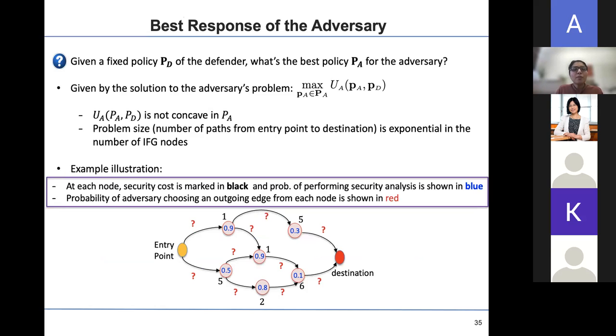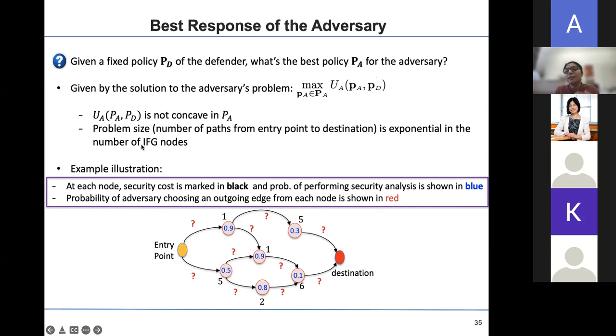All right. Now coming to the best response of the adversary. For that we fix the defender's policy, that is PD, and we try to solve for the best policy for the adversary, right? So again, we are solving this optimization problem here, that is to choose an adversary strategy PA while PD is fixed. Right. So UA(PA, PD), this is also not a concave function.